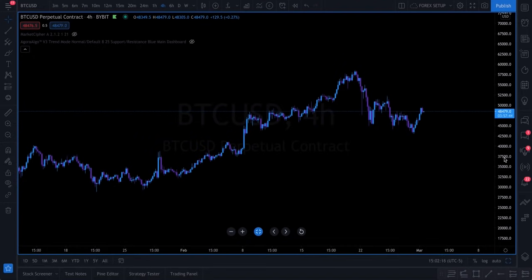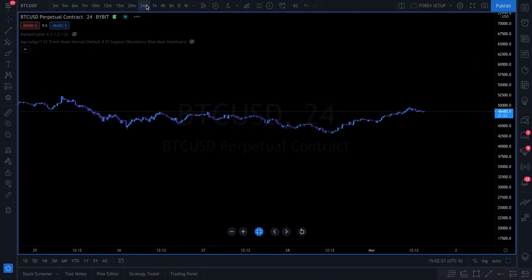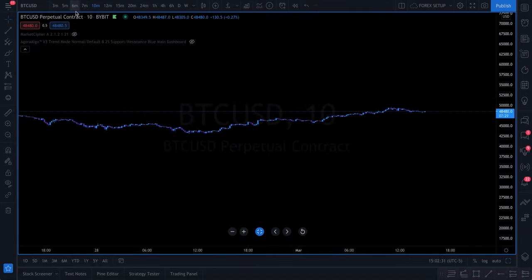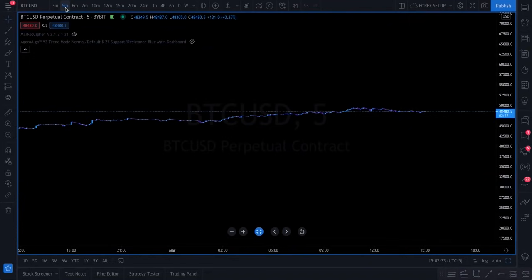So we're going to do something called top-down analysis. Top-down analysis is basically where we open up a chart and we start on a big time frame, like the 4-hour, and then we zoom in, where we might go to the 30-minute or the 20-minute, and then we zoom in more, where we might go to the 10-minute, and then finally we go to the time frame that we're actually looking to enter and exit a trade on.